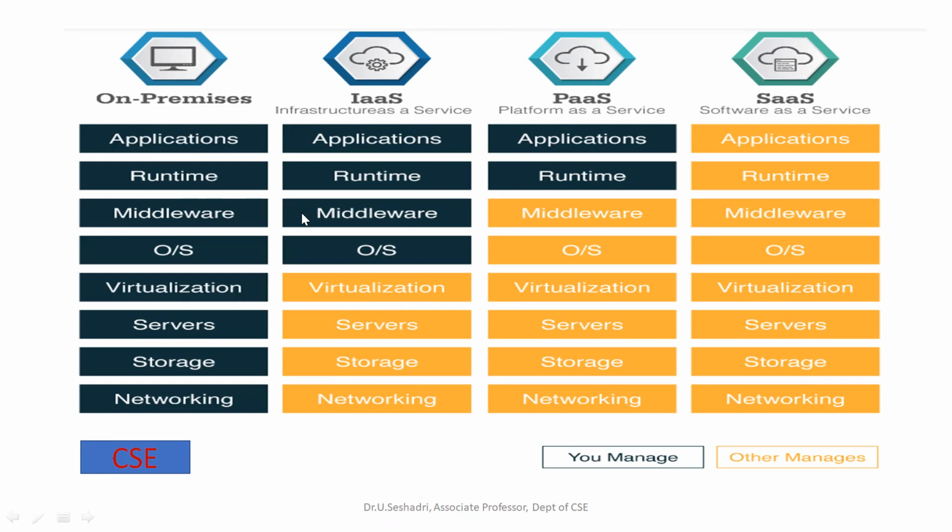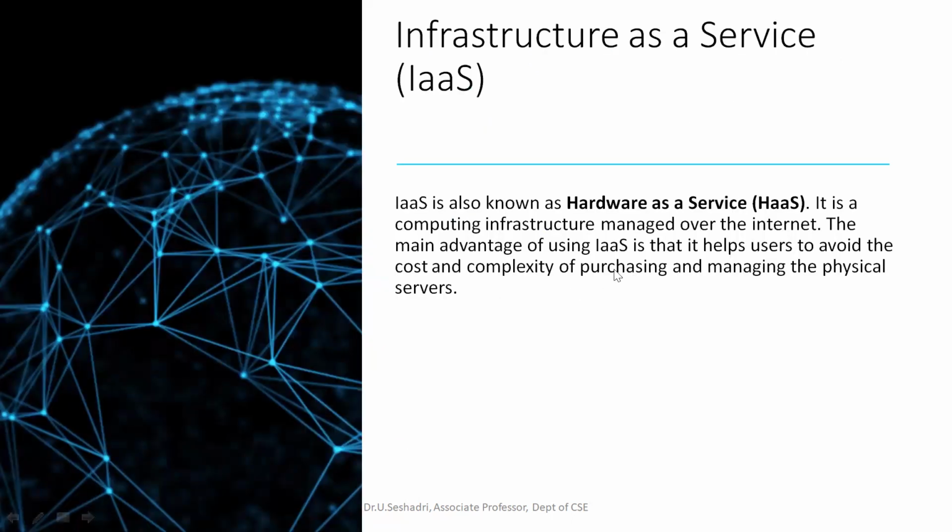Now we'll see one by one. Infrastructure as a service is also known as hardware as a service. It is a computing infrastructure managed over the internet connection. The main advantage of using infrastructure as a service is that it helps the user to avoid the cost and complexity of purchasing and managing the physical servers.